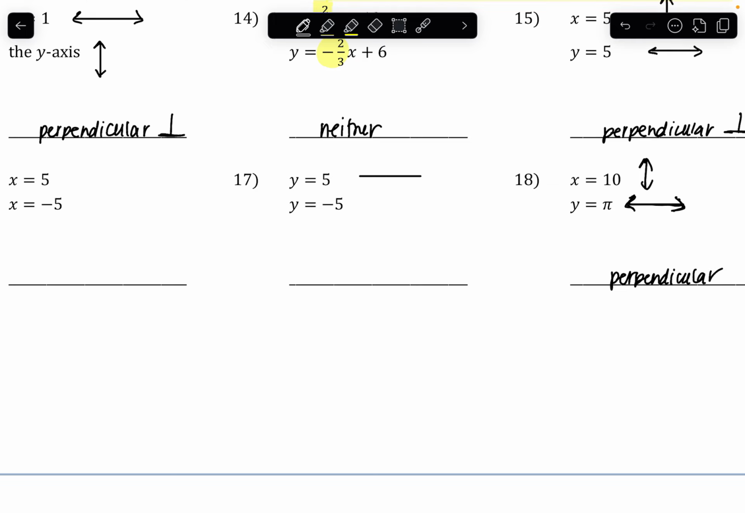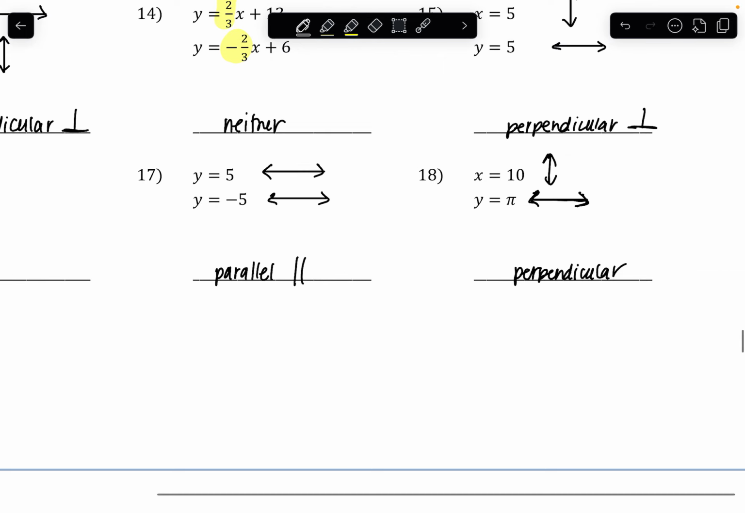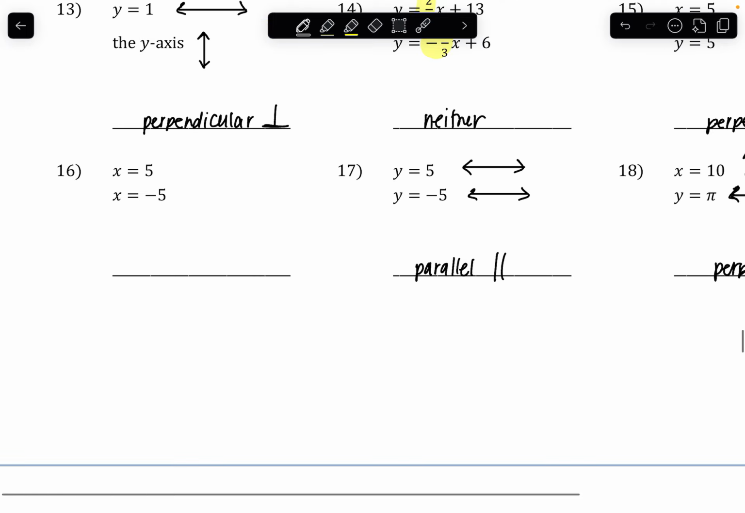Y equals 5 and y equals -5. Those are both horizontal lines, and so these would be parallel. And then x equals 5 is vertical, x equals -5 is also vertical, and so parallel once again.